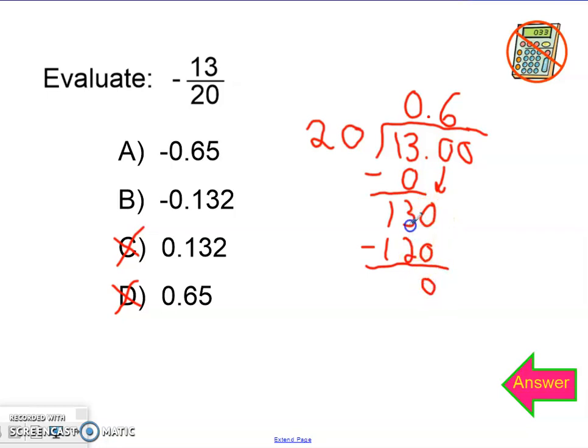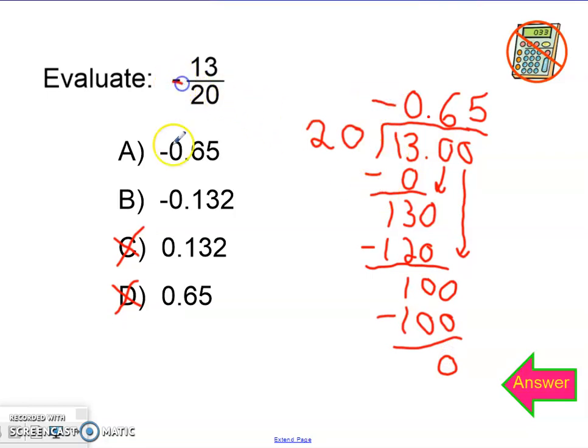0 minus 0 is 0, 3 minus 2 is 1, and 1 minus 1 is 0. So we have 10 left over as our remainder. 20 will not go into 10, so we are going to bring down a 0 and ask ourselves, how many times does 20 fit into 100? Or 20 times what would equal 100? Well, I know that 20 times 5 is going to equal 100. So when I subtract, I'm going to have nothing left over. And of course, my decimal should be negative since I started with a negative fraction. So final answer here is A.